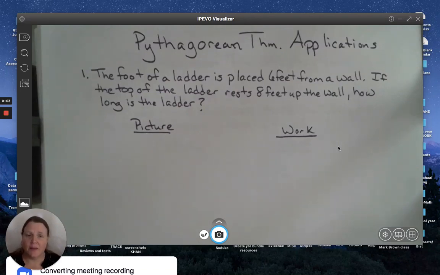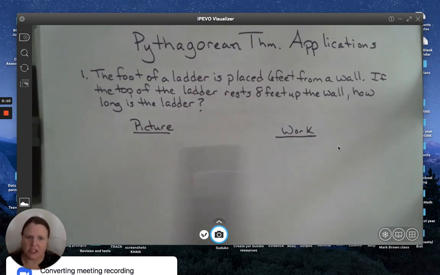So today we're going to talk about applications of the Pythagorean Theorem. We're going to work a couple of word problems together. I like to show a picture and do the work so that I can visualize what's happening in the word problem. So we're going to read the problem.